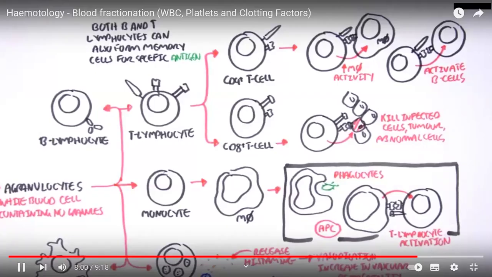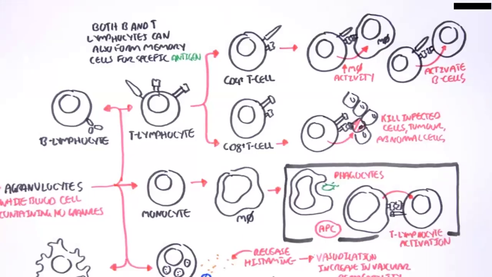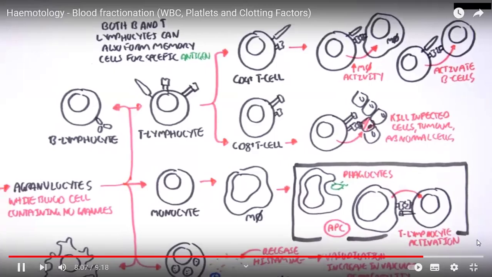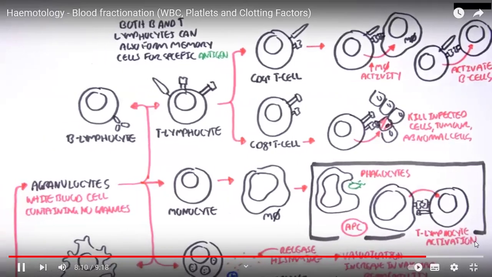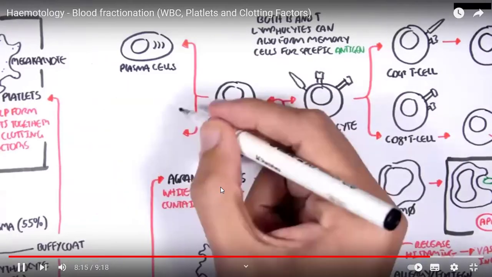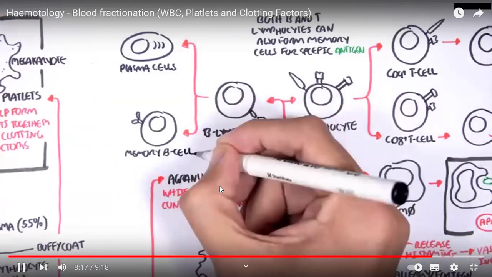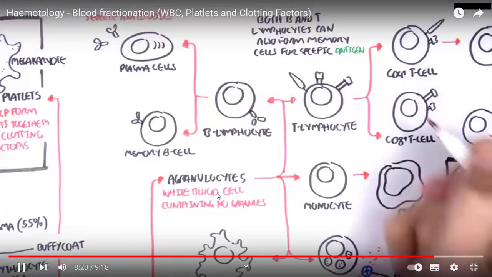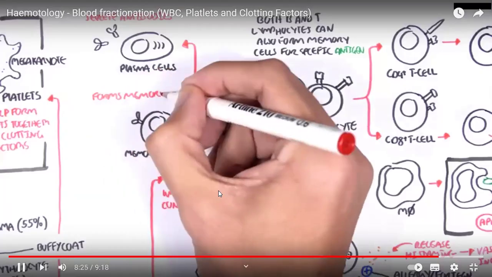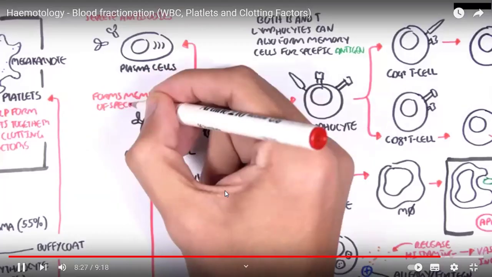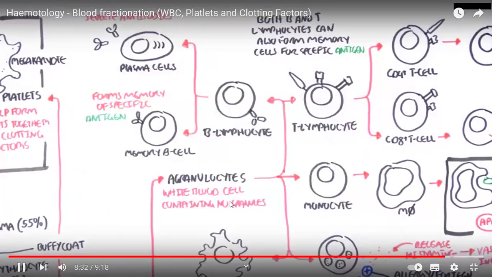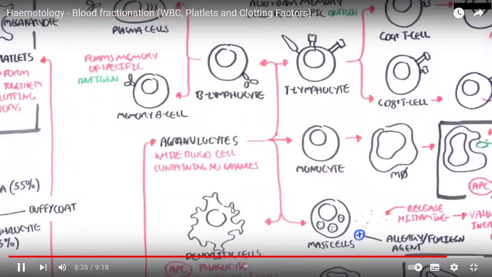Then you have the B lymphocytes. The B lymphocytes, or B cells, can be divided into plasma cells, or they can be memory cells once they're activated. Plasma cells essentially make antibodies that help combat allergens or pathogens. Then you have the memory B cells that form a specific memory to an antigen. I hope that last bit was not too confusing.